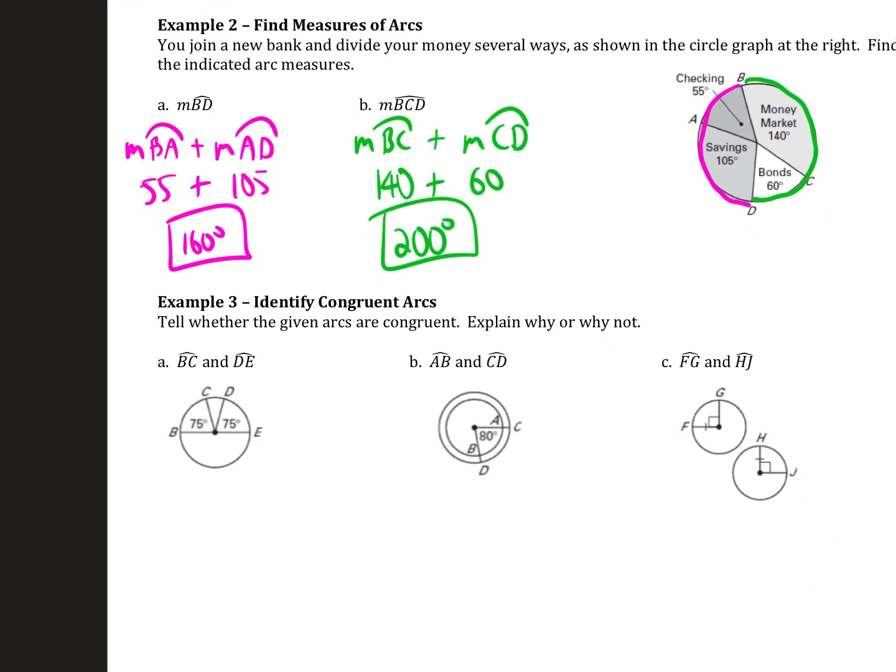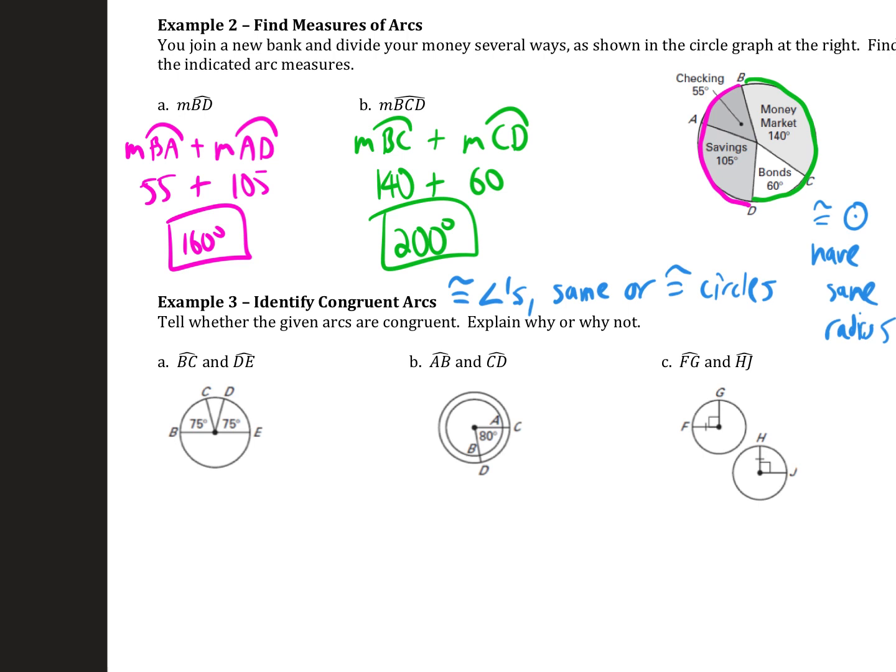Alrighty. Okay, so identifying congruent arcs. With this, what we need to know is that for these to be congruent, they need congruent angles, and then they need the same or congruent circles. For example, congruent circles have the same radius. Those are the things that we need to be able to prove this.